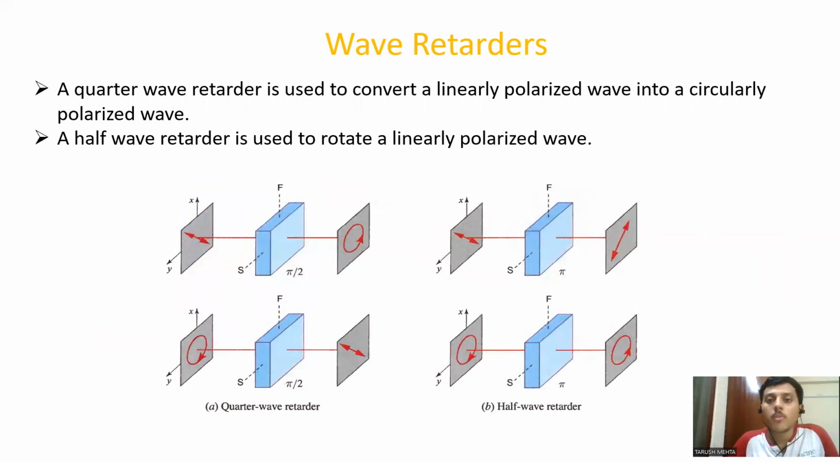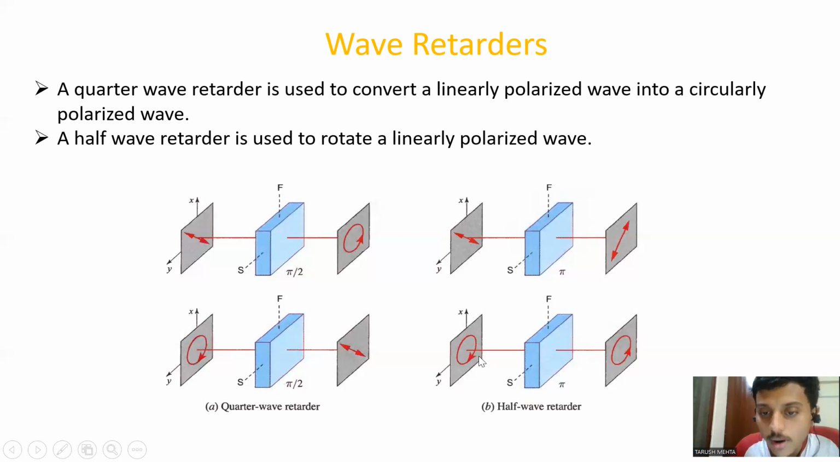Then coming to an important optical component called wave retarder. So basically, a wave retarder is some kind of optical component that can convert the state of polarization of light. For example, a quarter wave retarder can convert a linearly polarized light into a circularly polarized light, or a circularly polarized light into a linearly polarized light. And a half wave retarder can rotate a linearly polarized wave by some angle, as can be seen here. And it generally rotates by 180 degrees.